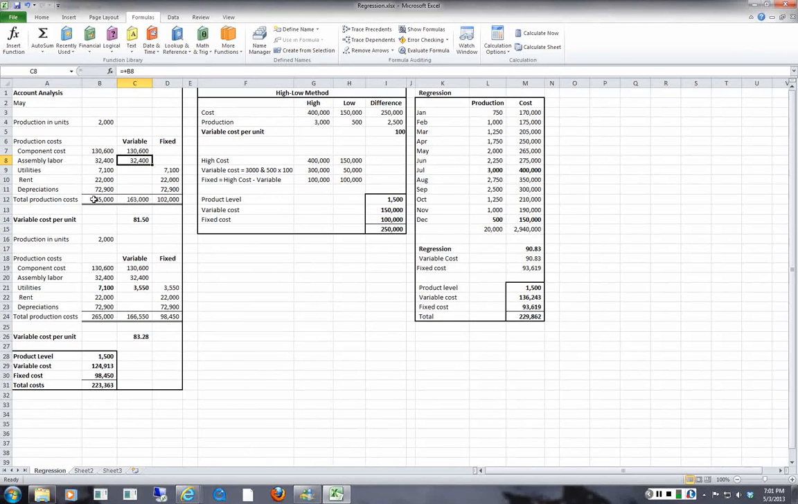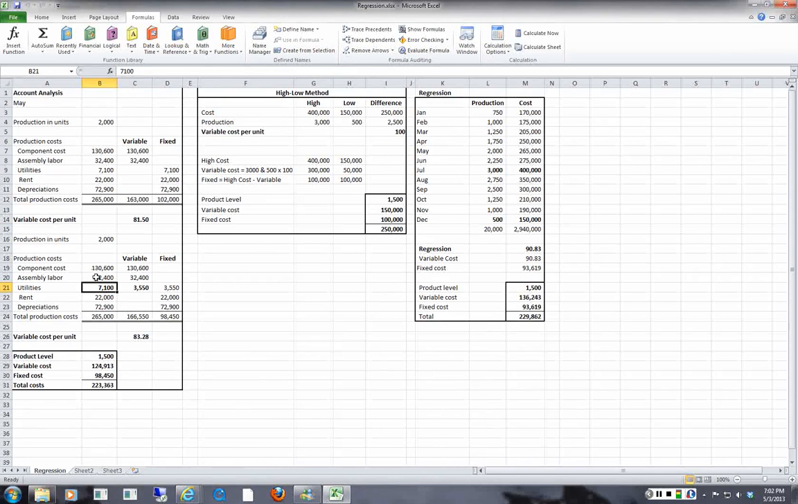So of that total $265,000, $163,000 is variable, and $102,000 is fixed. So now what I do is I take that variable cost and I divide it by the 2,000 production in units, so that I come up with the variable cost per unit of $81.50. But then the text goes on to say, we got into analyzing the accounts, and the utilities became suspect. We thought that might be kind of mixed between variable and fixed cost.